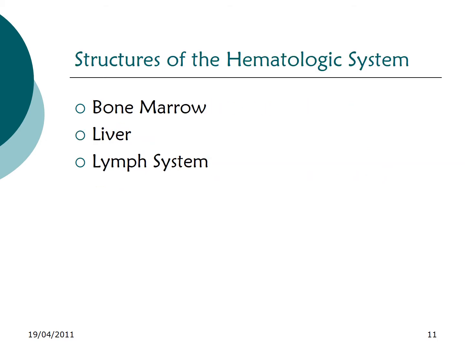What are the structures of the hematologic system? We said bone marrow, the liver, and the lymph system. So now let's talk about each one of those.